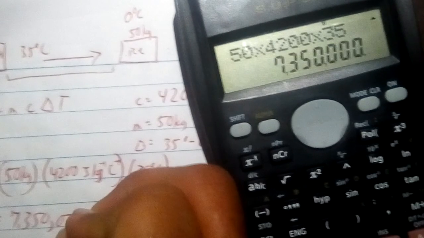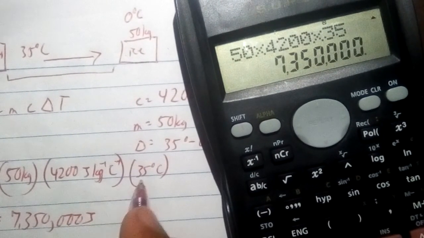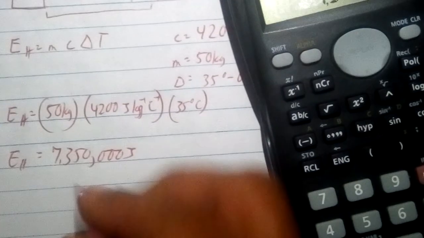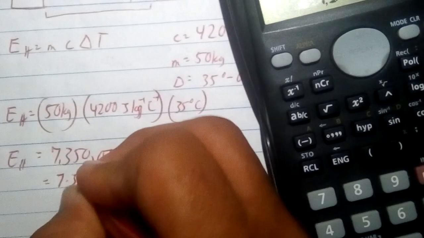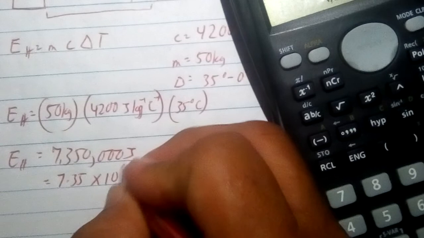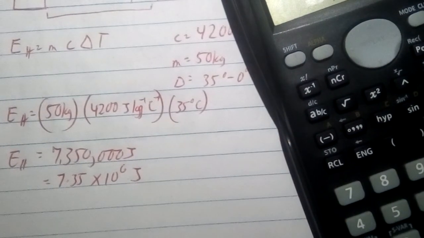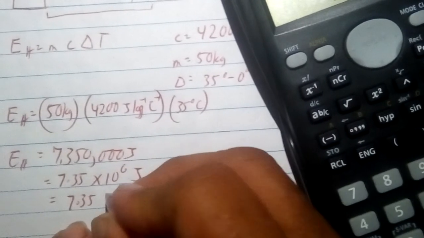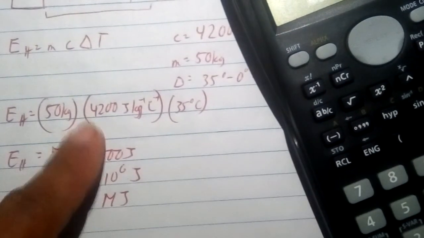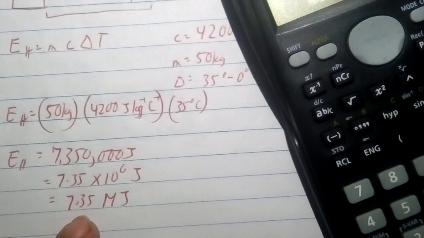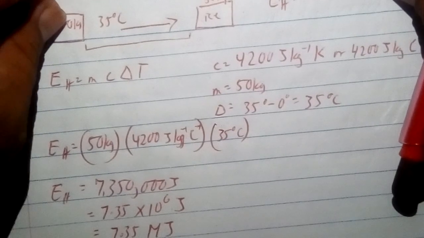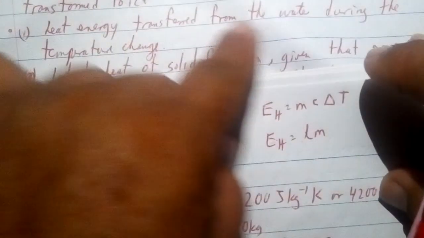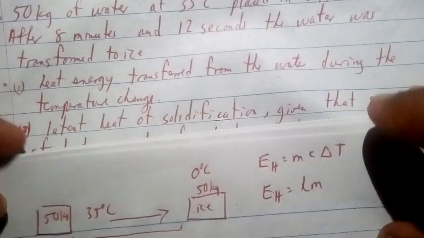7,350,000 joules. Okay, kilogram goes away, Celsius goes away. Or this could be written as 7.35 times 10 to the 6 joules. Or we can use the prefix megajoules, so we can put 7.35 MJ, megajoules. Any one of these answers will be correct. Okay, so that's for the first part. We have found the amount of energy transferred from the temperature of 35 to 0 degrees Celsius to become ice.